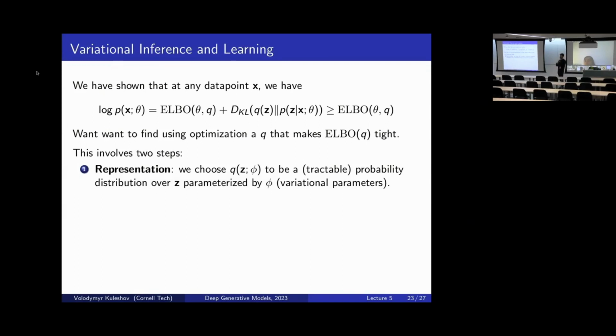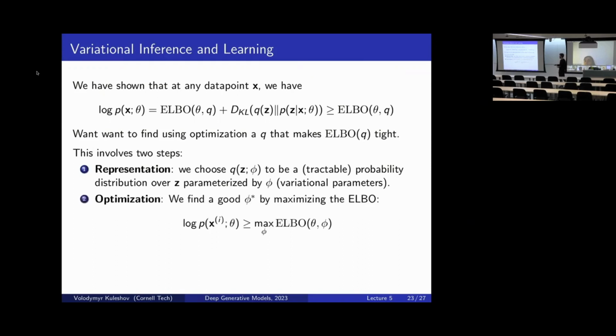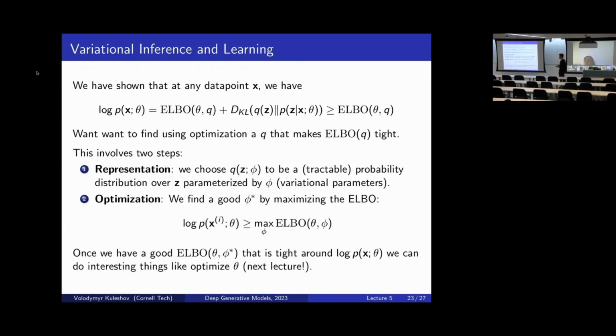We will want to define some parametric family for what q might be. Anytime we have some kind of optimization task, we have to define the set of things we can optimize over. In this case, that's q of z given phi, with some parameters phi. So we have to define this parametric form. And then we're going to perform this optimization procedure in some way that I'm going to talk about later. So these are the two steps for finding a tight ELBO.